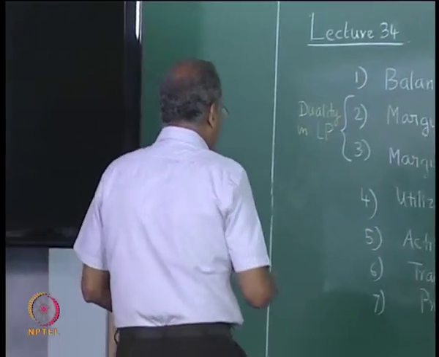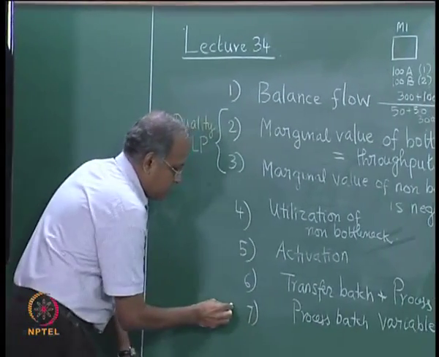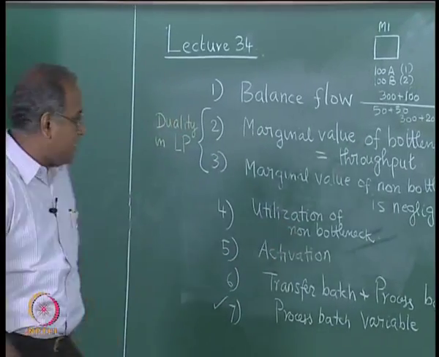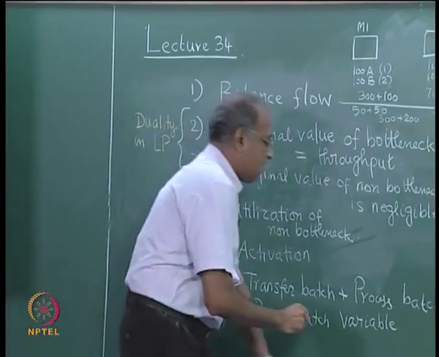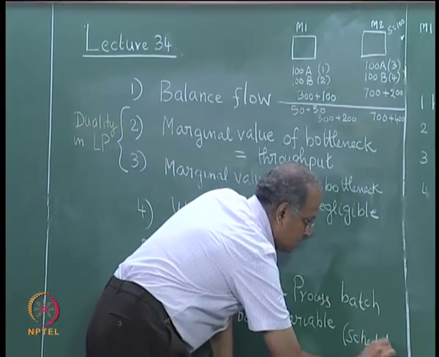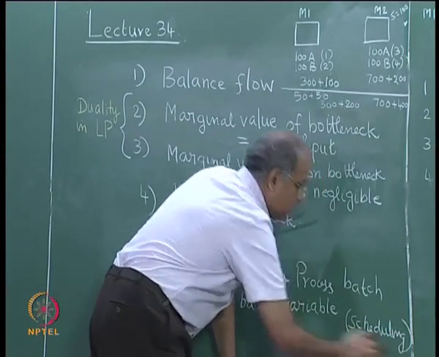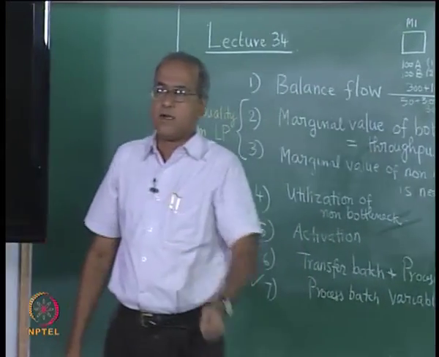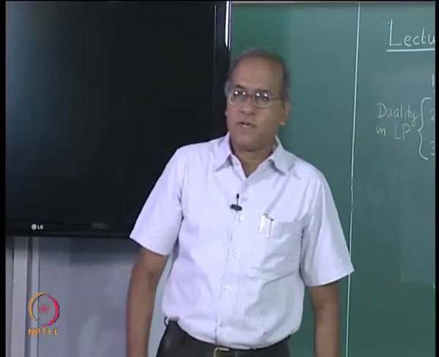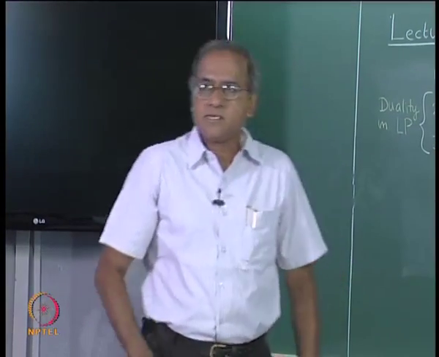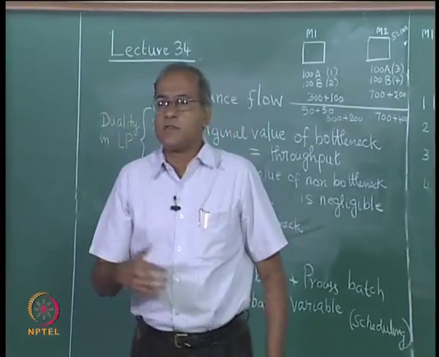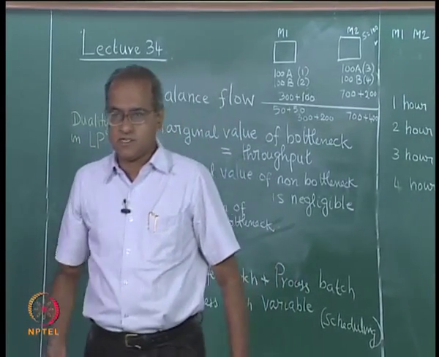Now this important principle, all the 7 principles are important, but this important principle is the essence of a lot of scheduling in the context of synchronous manufacturing or in the context of theory of constraints. Now these 7 principles are now seen as principles of synchronous manufacturing.